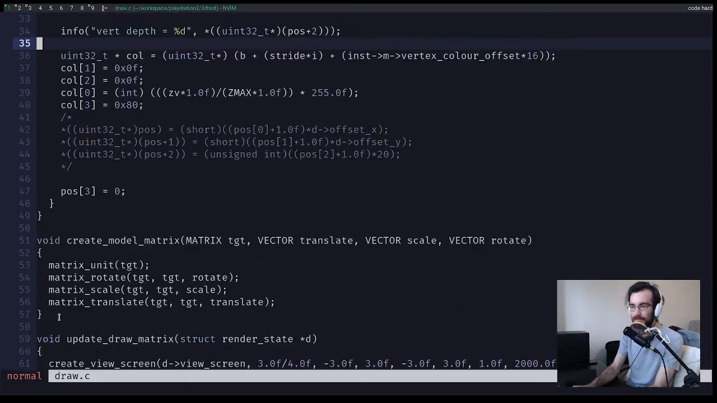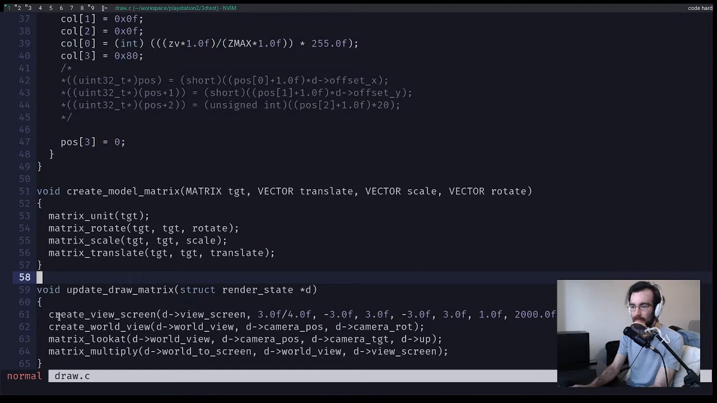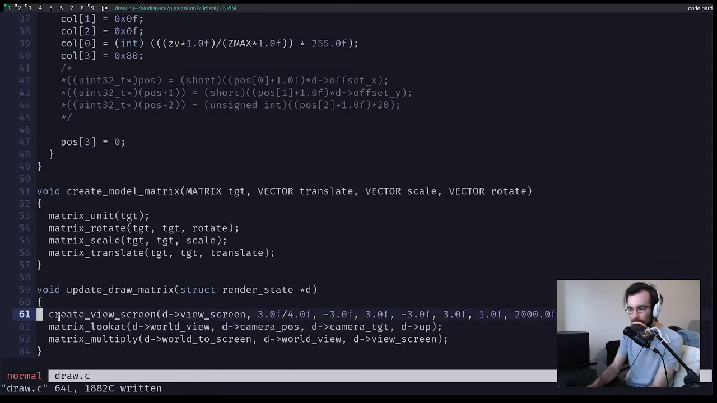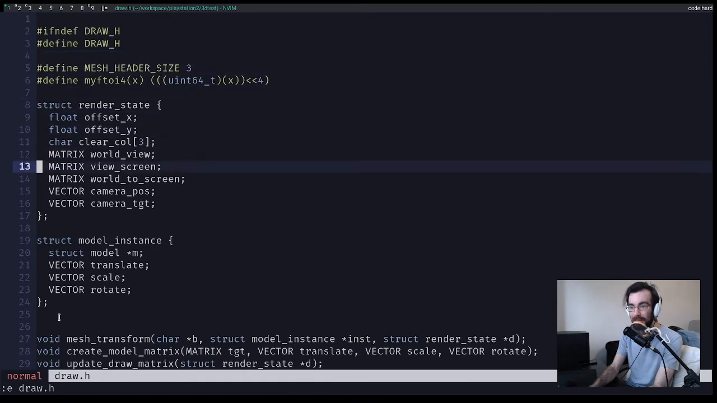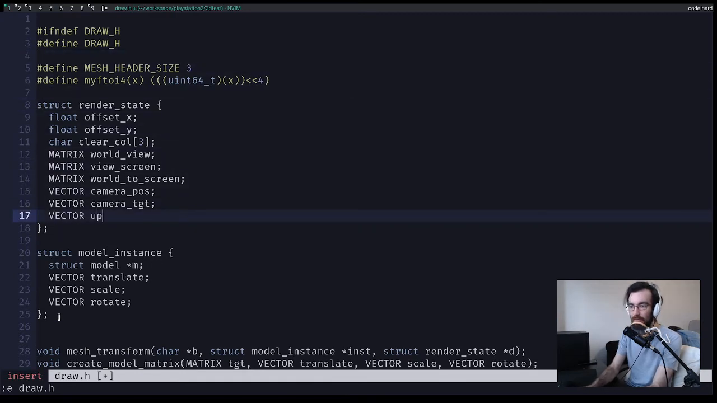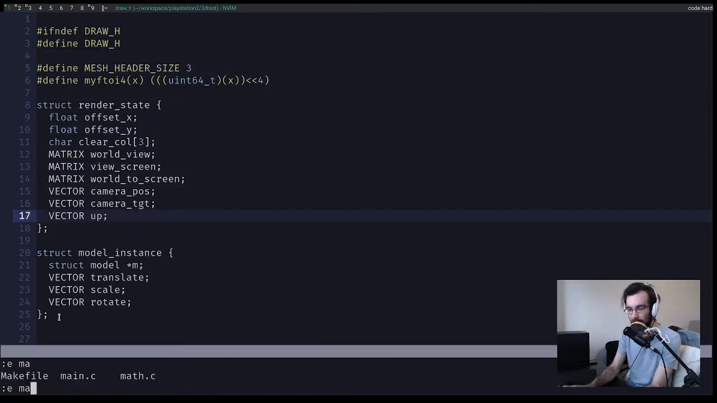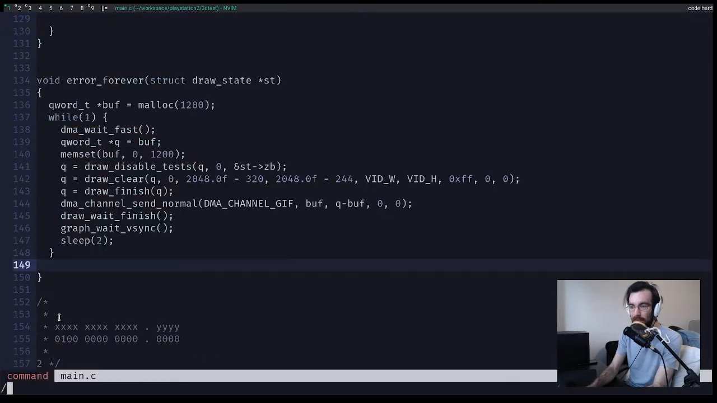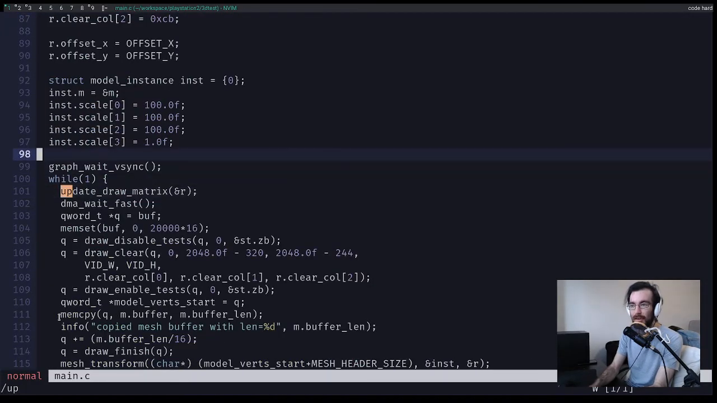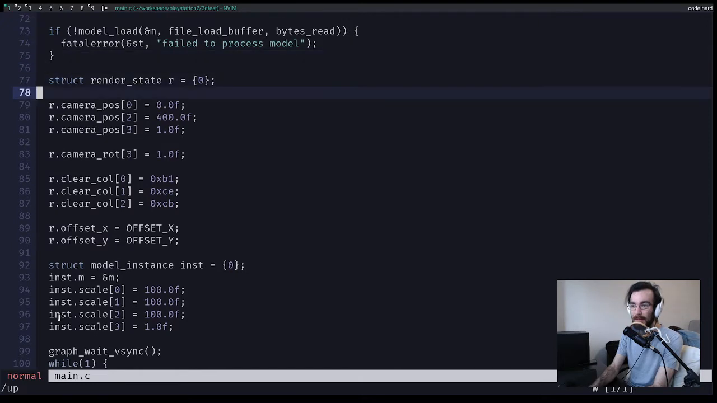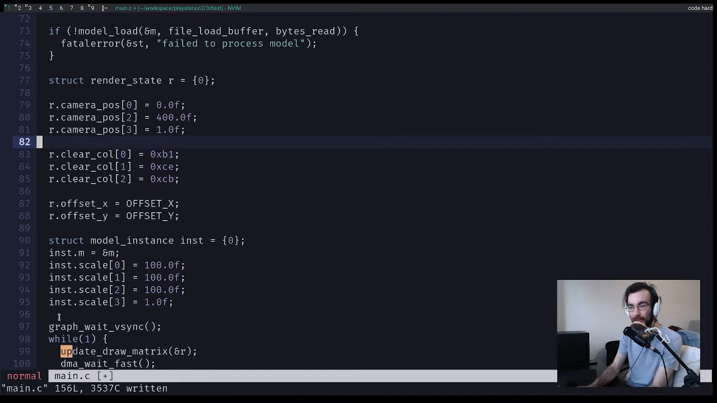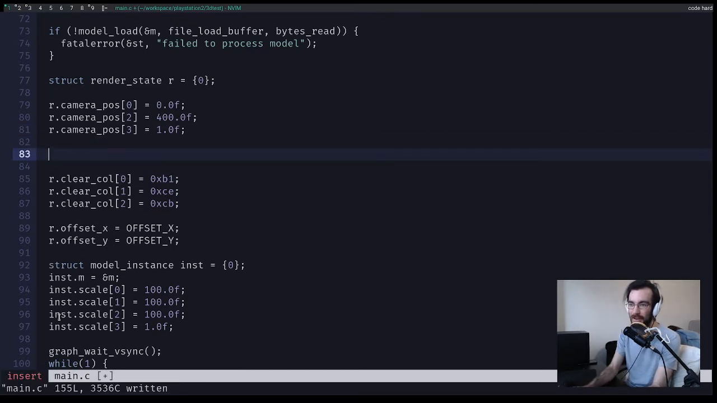In draw.c, get rid of create world view. Add up vector here. And then we go into main. Up. Do we have an up? We really don't have an up, do we? Camera position. Camera TGT. Well, that's fine. We can actually just ignore that now. It's going to point at 0, 0, 0.